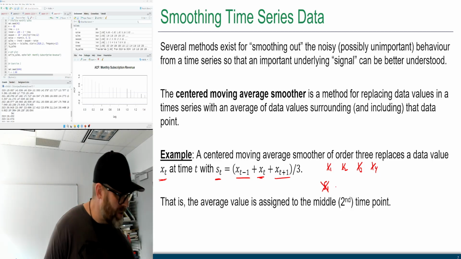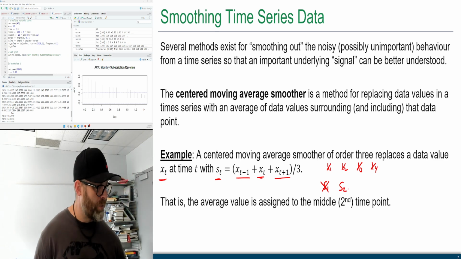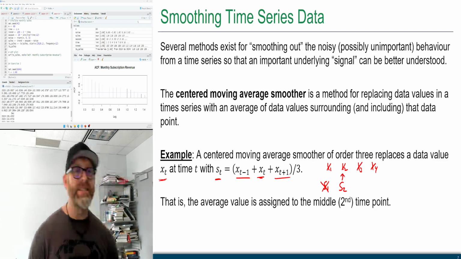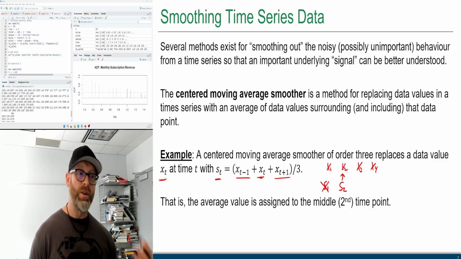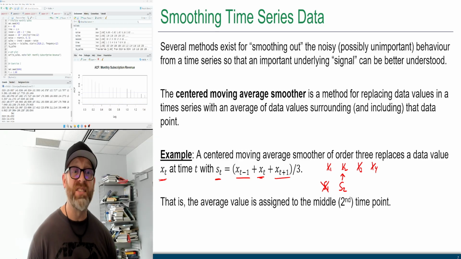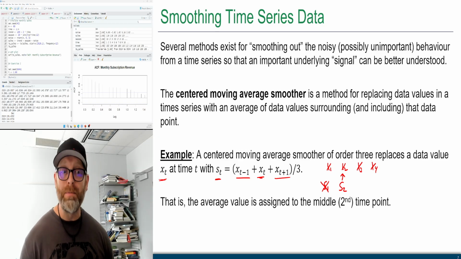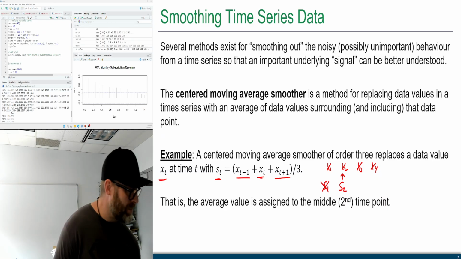But what about S sub 2? S sub 2 requires me to go x sub 2, 1 to the left, 1 to the right. Well, I've got those. I've got x sub 1, x sub 3. I can add those up, divide by 3. Perfect. I have S sub 2.